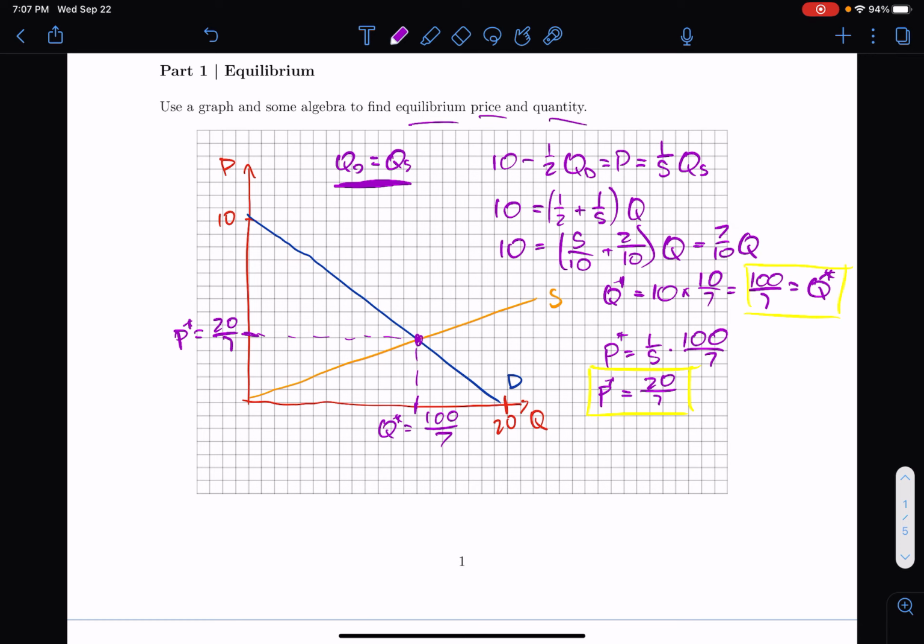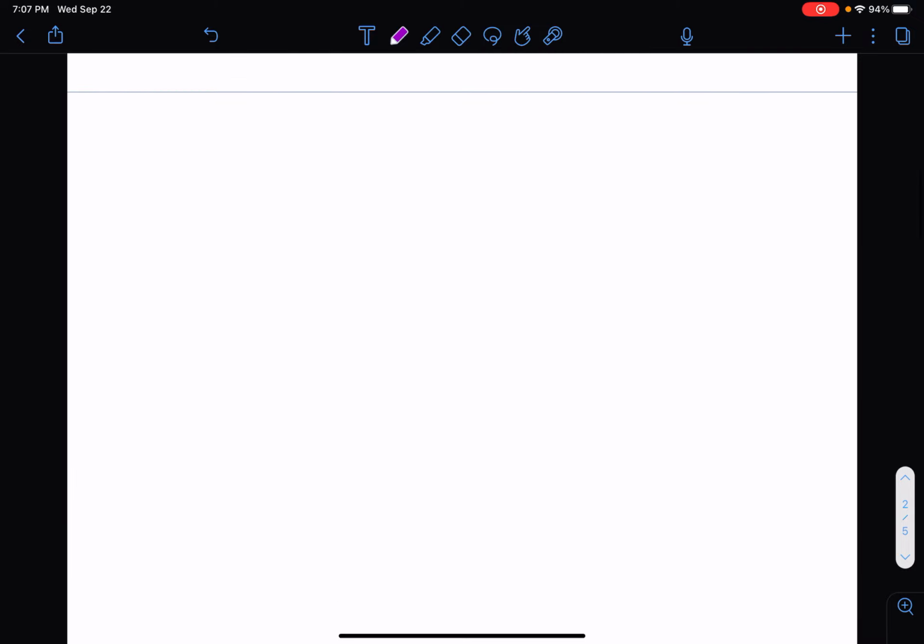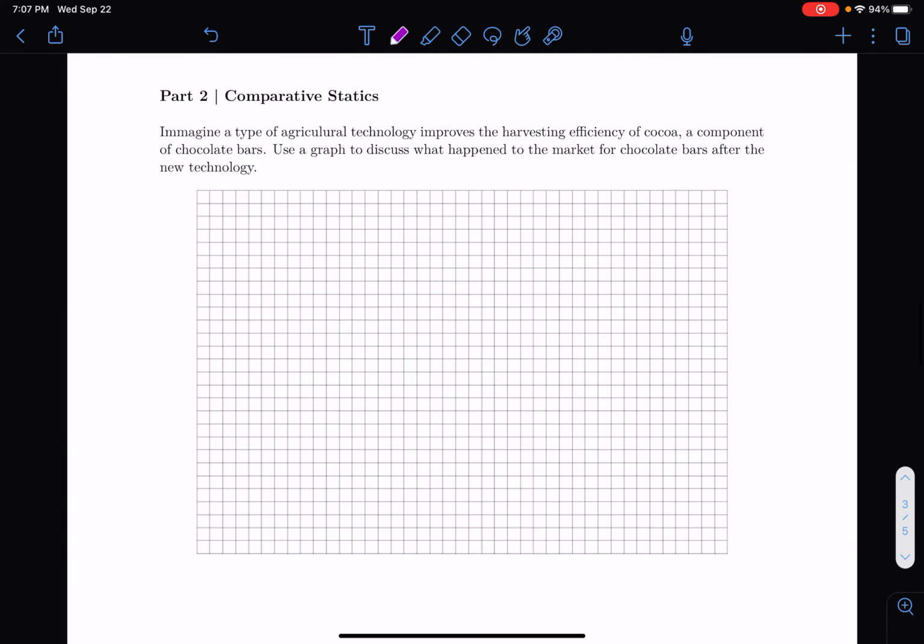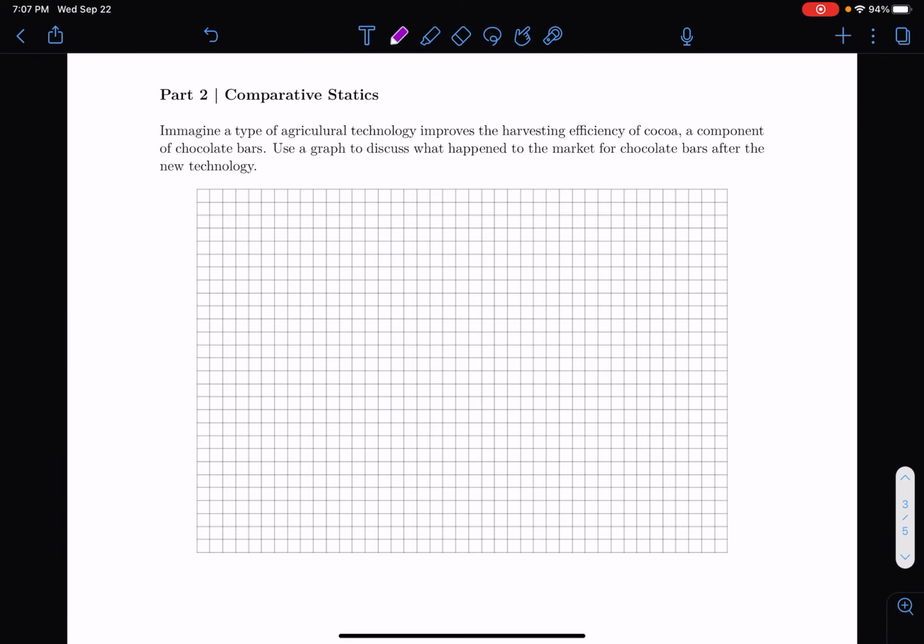So this is a complete answer here. We've set up the market with our supply and our demand curves, and then we've used a graph and some algebra to find equilibrium price and quantity. Okay, so that's part 1. Part 2 is about comparative statics. So we're going to look at what happens in our market when something outside the market changes.